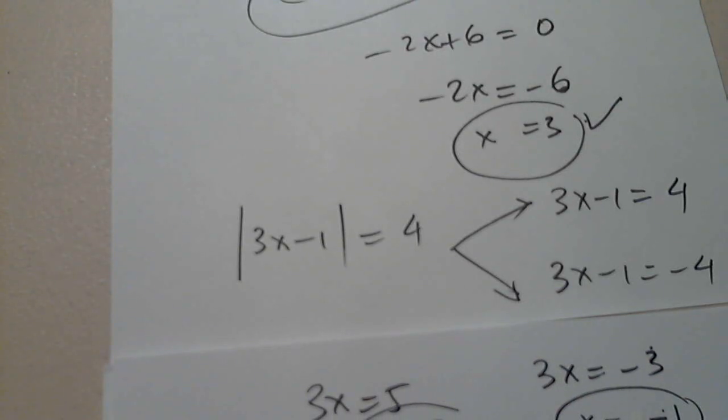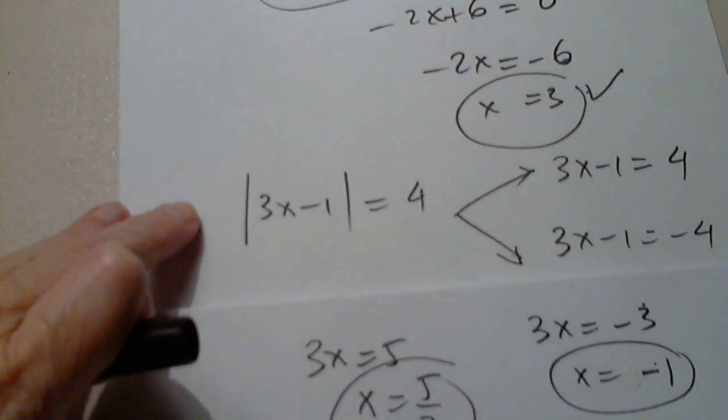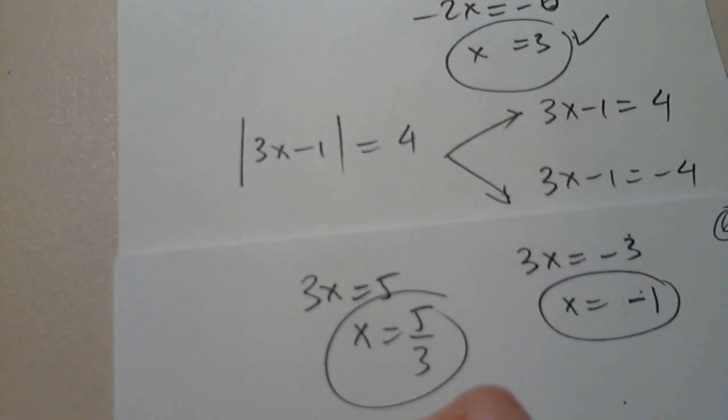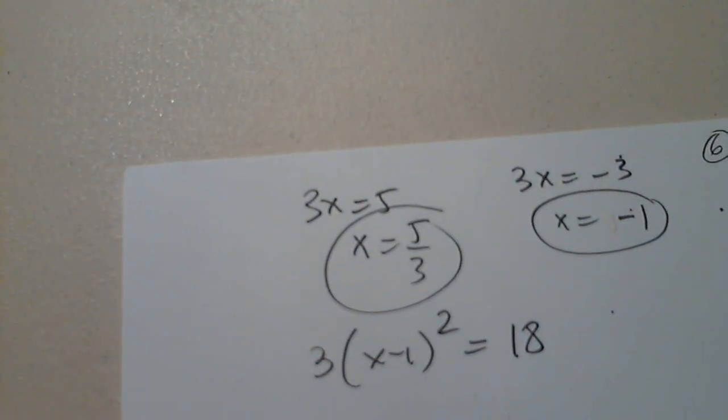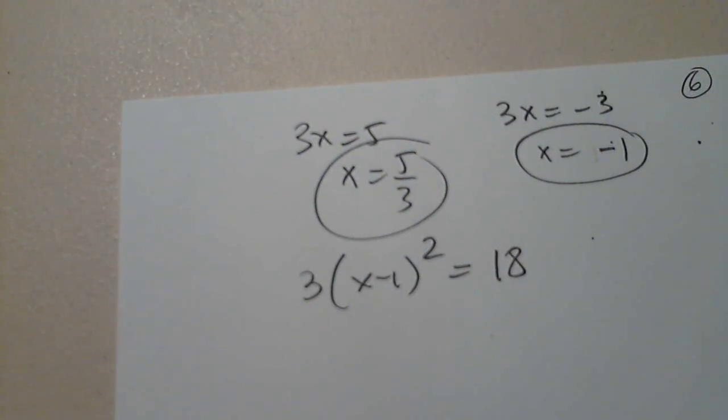Good. Let's look at one more. Something like, let's say we have 3 times x minus 1 squared equals 18. Any suggestions on something like this? Always remember, if you can clean it up, you should clean it up before applying any procedure.